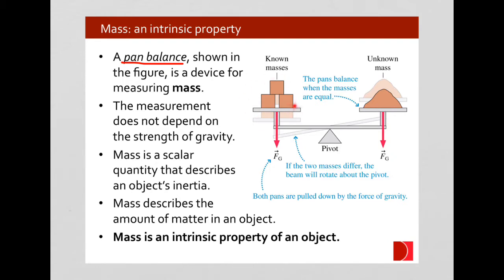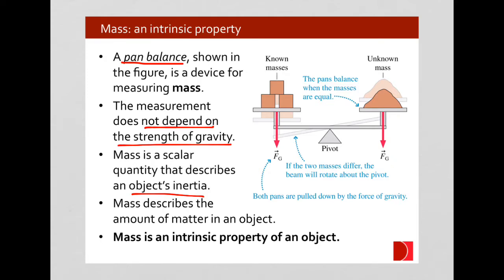But because we're looking at the masses here, this instrument does not depend on the strength of gravity, because whatever gravity is acting on one side is acting on the other side in equal measure. So what we're focusing on is the actual mass of the object, which is a measure of the object's inertia, the object's resistance to motion.